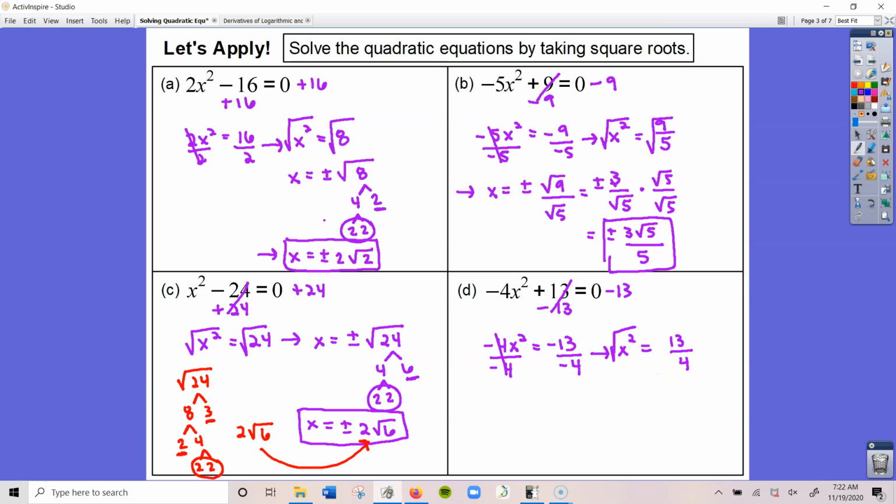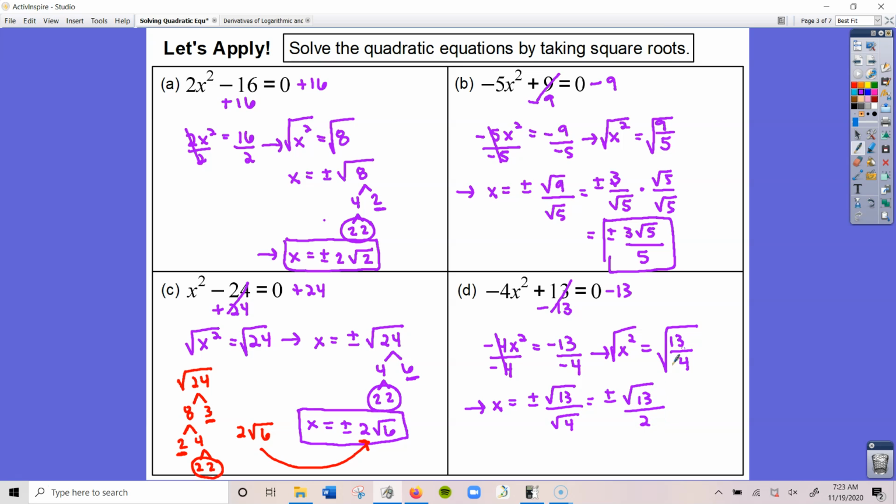Our final step is to square root both sides. So now what I have is x equals plus or minus. Now this is the square root of a fraction, so I can separate that: square root of 13 over the square root of 4. Now I don't know what the square root of 13 is, and I can't simplify that, so I would leave that as the square root of 13. But I do know the square root of 4, which is 2.